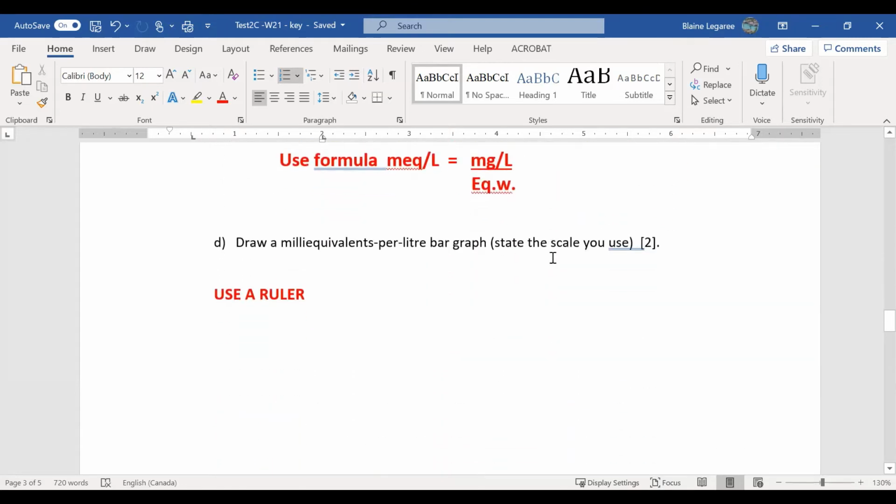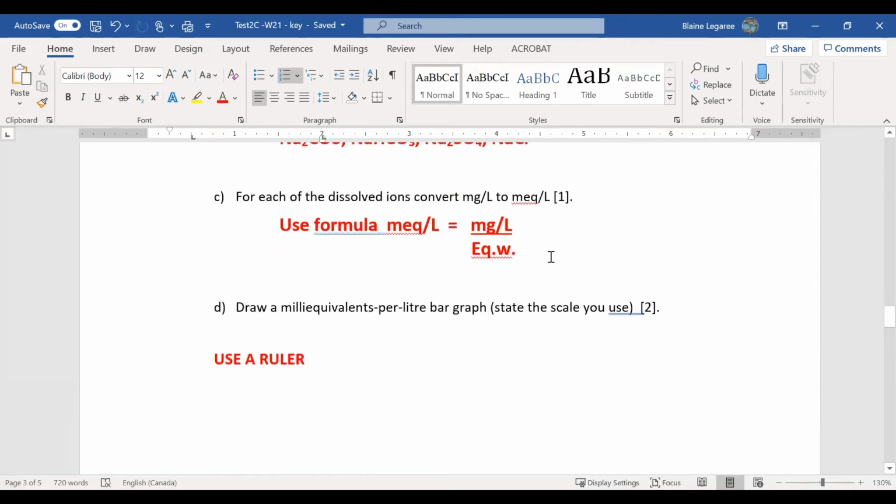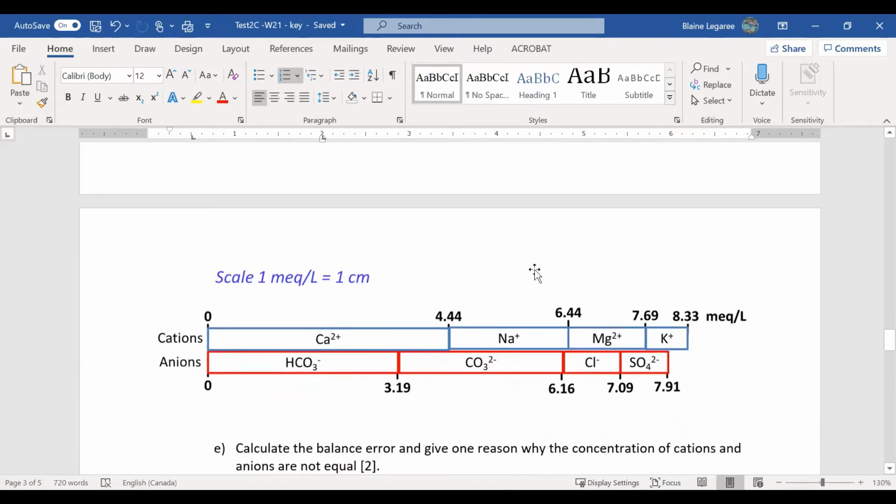So drawing a milliequivalents per liter bar graph, you can see that thing there. Use a ruler, okay? I like neat things. I like things that look professional. Don't forget your units. Don't forget all your numbers. Most people had an idea of what they were doing anyway on this, so should have been a couple of easy marks.